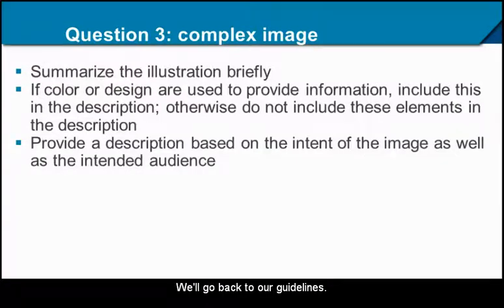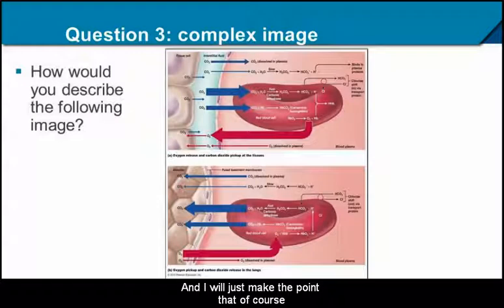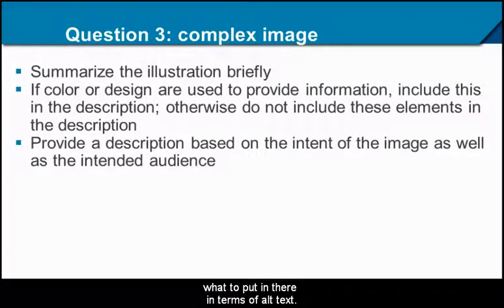We'll go back to our guidelines. Provide a description based on the intent of the image as well as the intended audience. And I will just make the point that, of course, you need to do that. This image could be being used as an example of a science image. And therefore, all of the detail, all of this intricate information is not important at all. It's simply an example of a science image. However, for the purposes of this session, we're going to assume this is appearing in a biology textbook and that everything in here is very important. So we'll go through the process of how to determine what to put in there in terms of alt text.